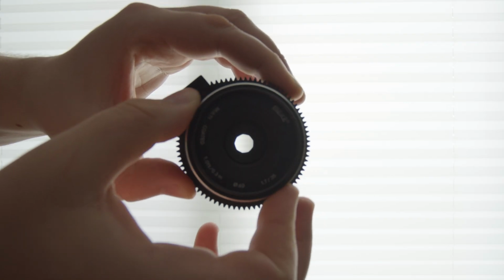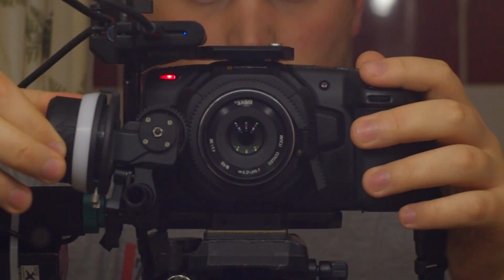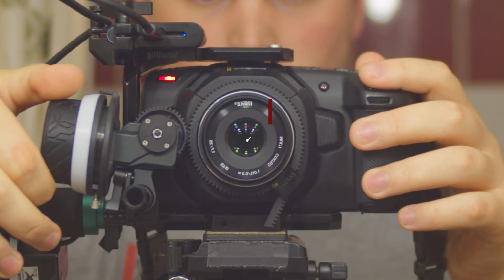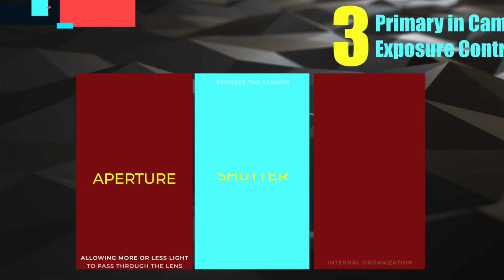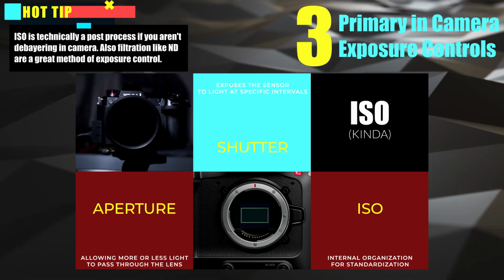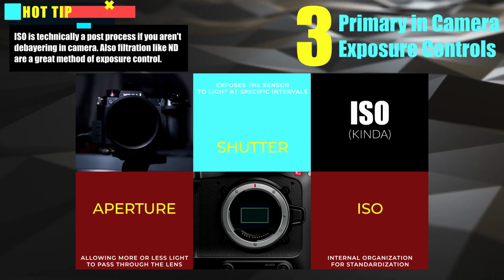Even your eyes have limited range. Like when it's a bright sunny day and you enter a dark room and can't see anything, your pupils widen, so more light hits your retina, allowing you to see. Well, you can do the same thing with a camera, opening and closing the aperture to allow more or less light to hit the sensor. But the range of the sensor remains the same, with aperture adjustments being one of the three primary in-camera exposure controls alongside shutter speed and ISO.